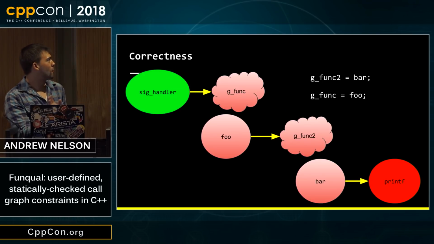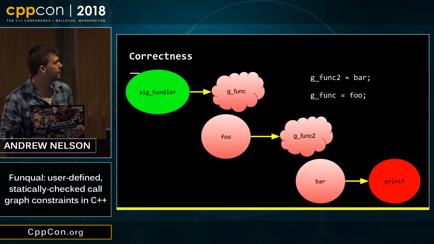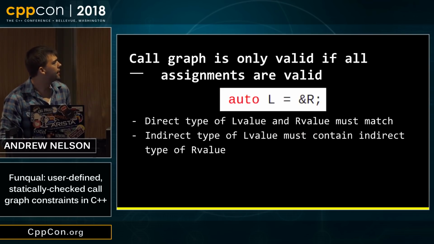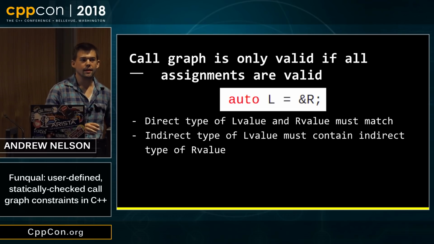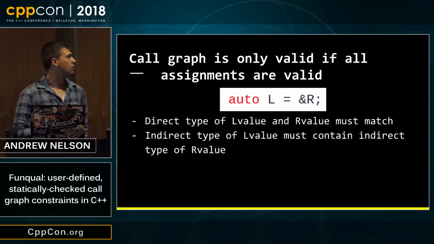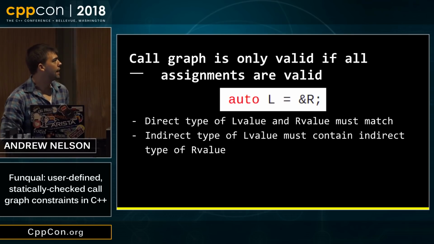And if you want a formal proof of correctness, you can ask me afterwards, but this does scale up inductively as many nodes as you want. It does bring up an interesting point, though, that the call graph is only correct if any and all of these assignments are correct. So we have to enforce at compile time not only the call tree constraints, but also the function pointer assignment constraints.